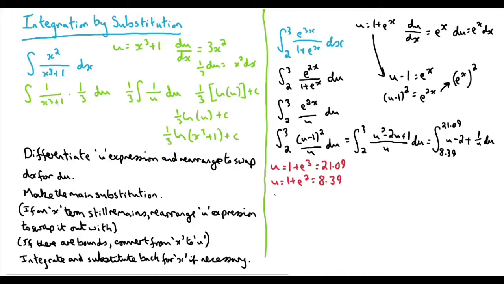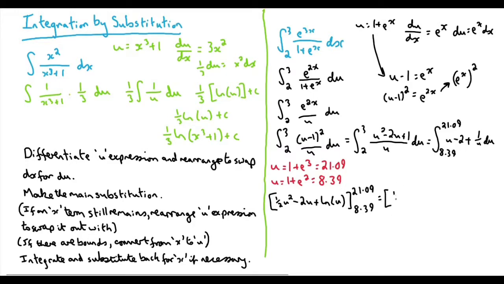When we integrate then, if we're going to keep it in terms of u, you end up with a half u squared, because you can raise the power by 1 to make it 2 and divide by that new power. The minus 2 becomes minus 2u, and as we had on the left here, 1 over u is going to become ln u. And because we're still in terms of u, we're still going to be between these bounds of 21.09 and 8.39.